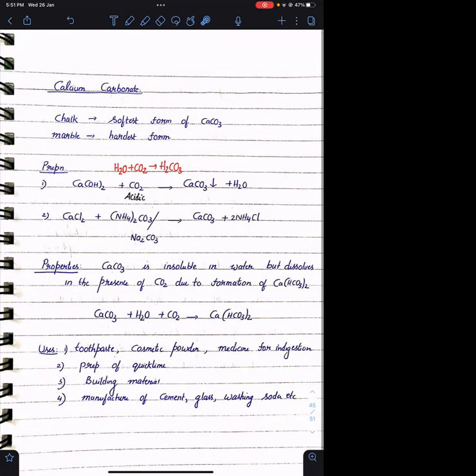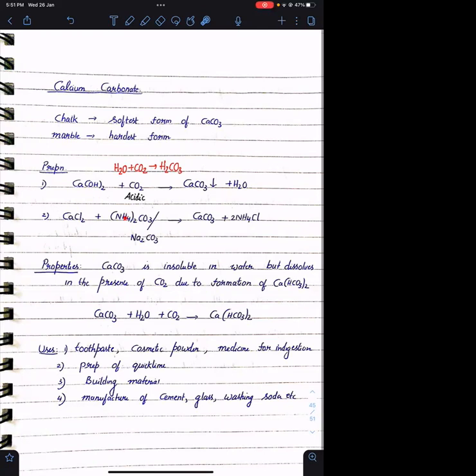Okay. Either you can react directly with CO2 or you can react that with H2CO3. होता क्या है, CO2 इसमें मिलने से पहले H2CO3 मिलेगा. That H2CO3 will be reacting with calcium hydroxide to form CaCO3. Any doubt?